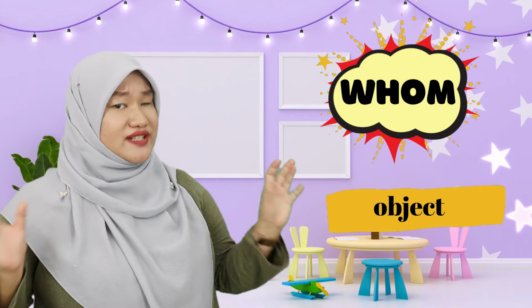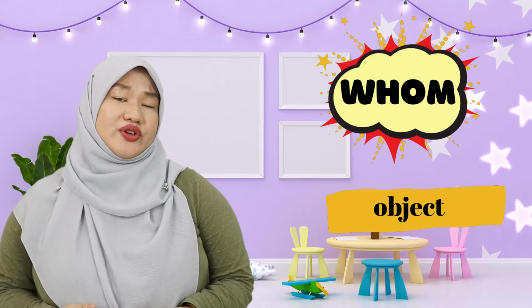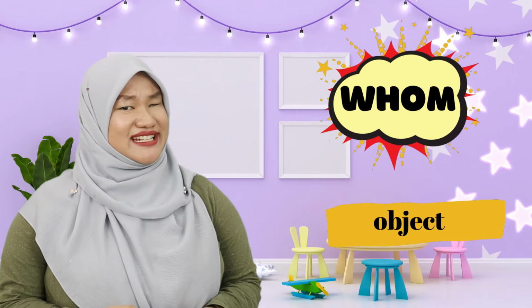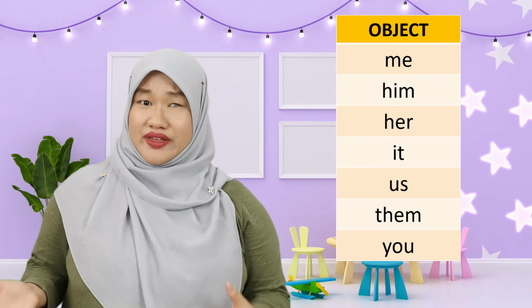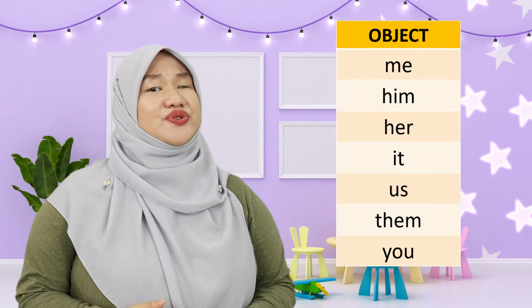So, whom is used when you want to give more information about the object of a sentence or when you are asking about the object. And one quick tip, just like with who: if you can replace the word whom with the object pronouns such as him, her, or them, then you use the relative pronoun whom. Let's look at some examples.